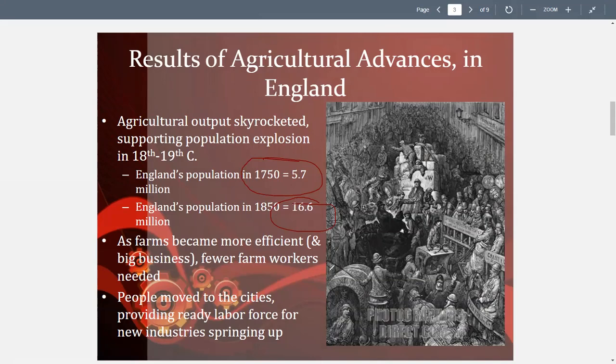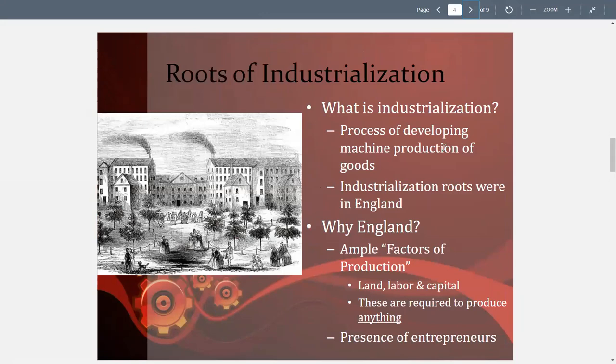As farms become more efficient, more food is made, and more food allows more people to move to the cities and basically create a different life for themselves. And when they move to the city, they need jobs, and that's where the factories are going to come in. So because of these increases in agricultural production, you're going to have industrialization.